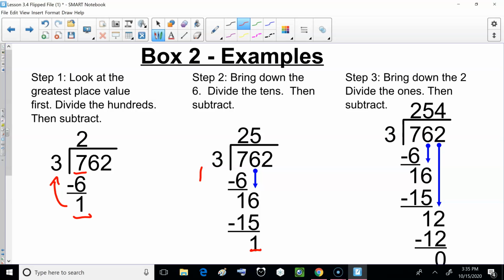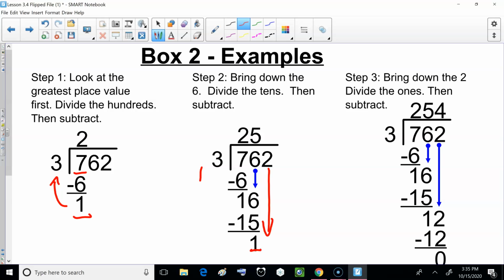So now we can bring down, as you see right here. I always talk about bring down, and I like to draw arrows, just like I did over here in step 3. I bring down the 2, and now my 1 ten will turn into 12 ones. So now instead of having 2, I'd have 12 ones. I'm going to divide the ones, then subtract. 4 times 3 is 12. 12 minus 12 is 0.